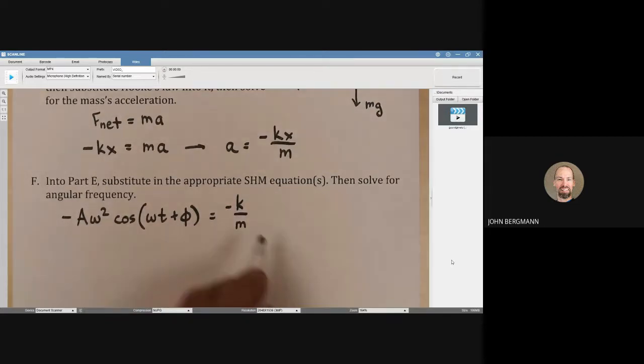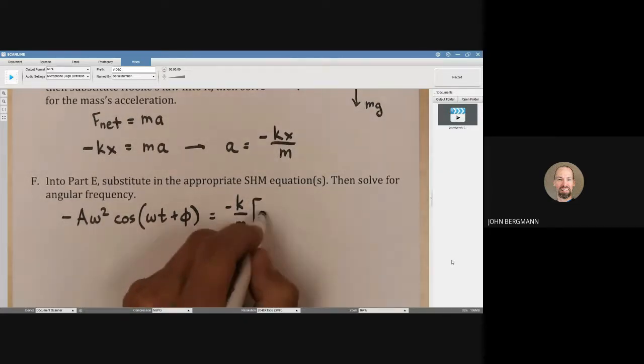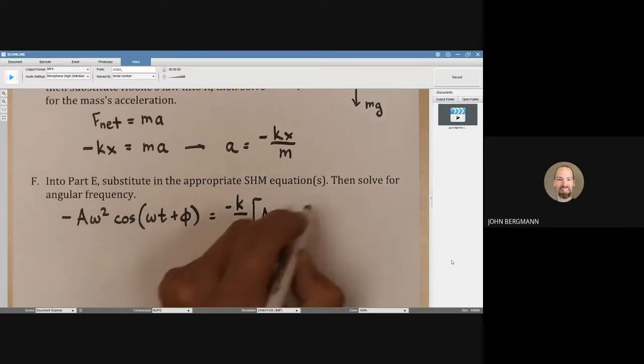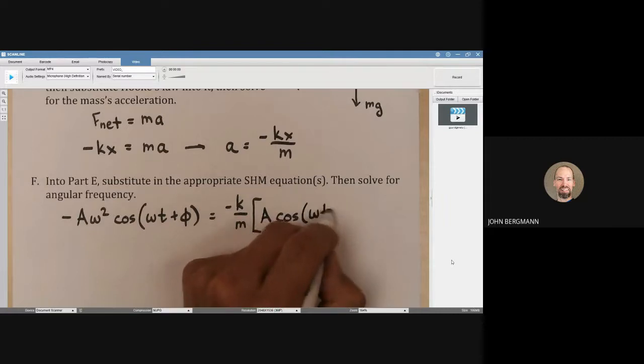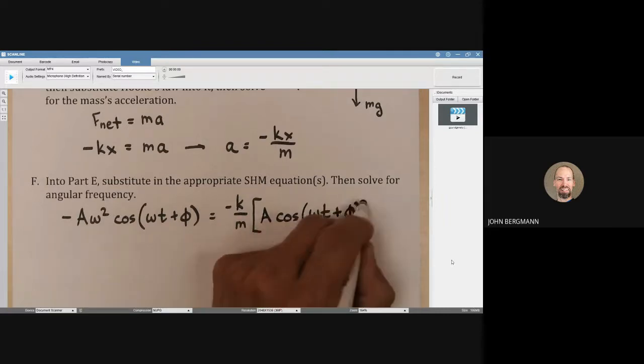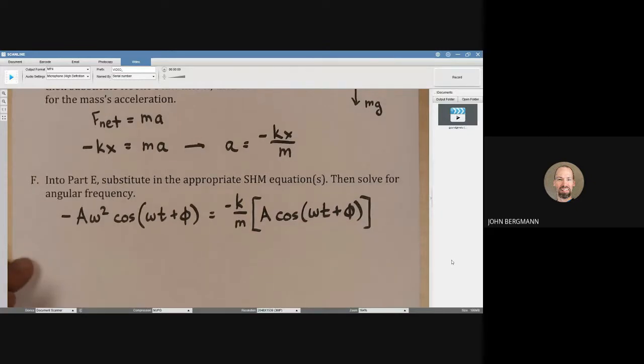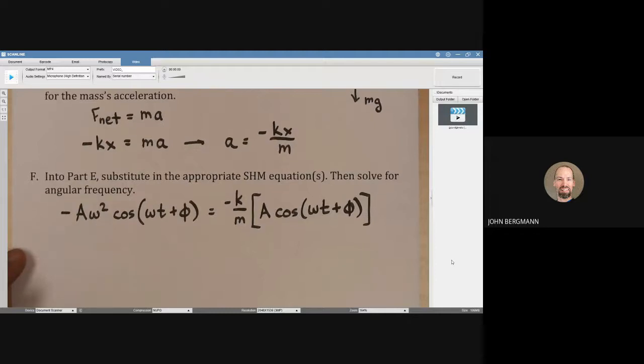And what was x equal to? x was A times the cosine of omega t plus phi. Now we need to solve this for omega. And that looks kind of ugly. However, there is a lot that cancels here. Look at this. The negative sign goes away.